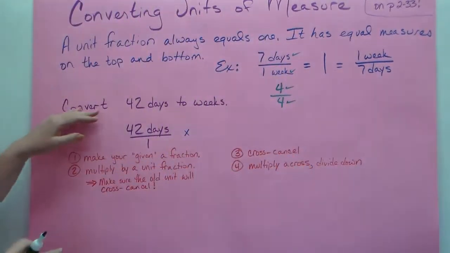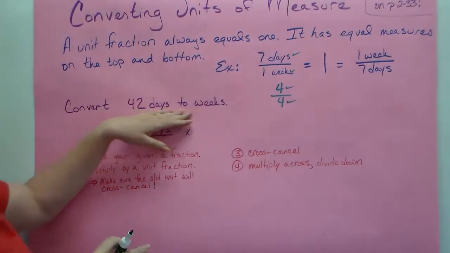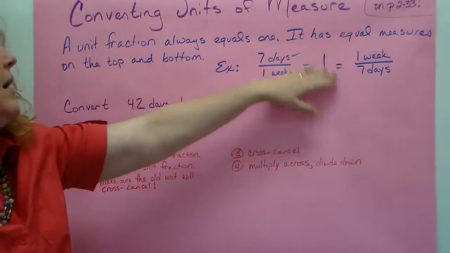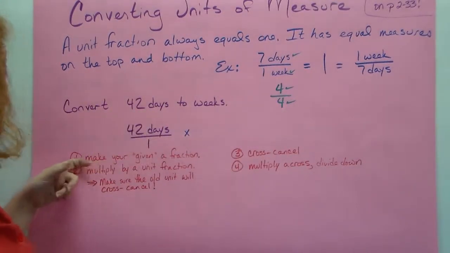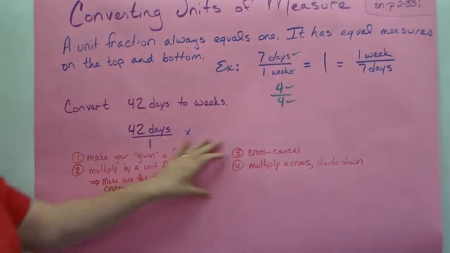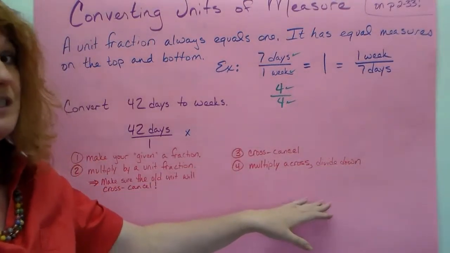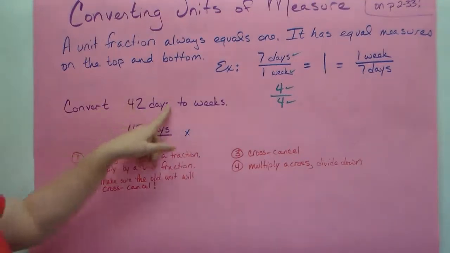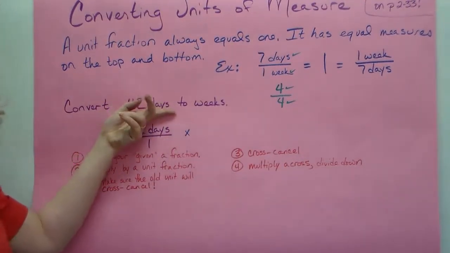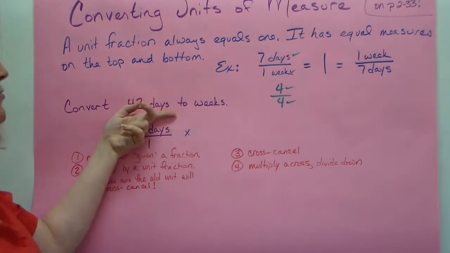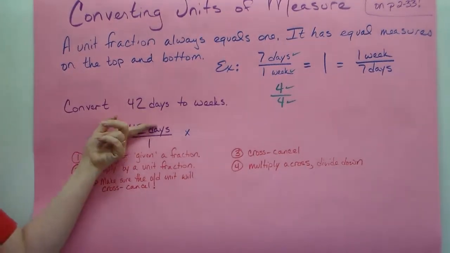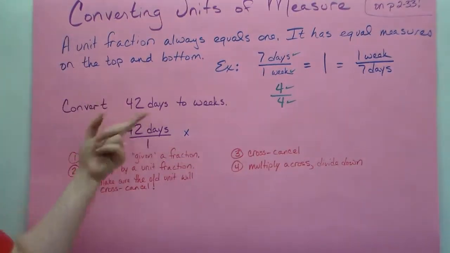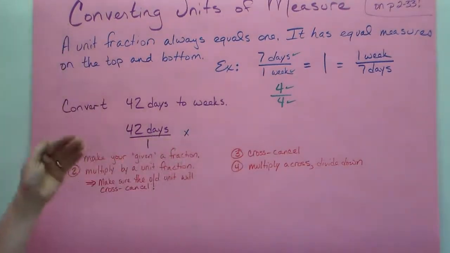So let's say you have a problem that says, convert 42 days into weeks. We've got our days and weeks here, and we're going to work this out. So the first step, and I would write down these 4 steps. Make sure you write down these 4 steps because these are important. First thing you're going to do is make what you're given a fraction. Well, this is what I'm given. This is my problem, 42 days. I'm going to make that into a fraction, and the way I'm going to do that is I'm going to put it over 1. So there's the first part of my problem: 42 days over 1.